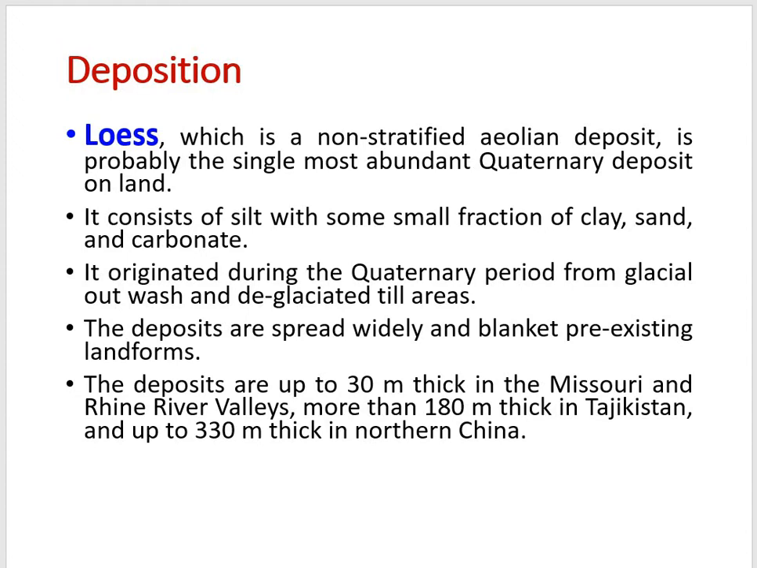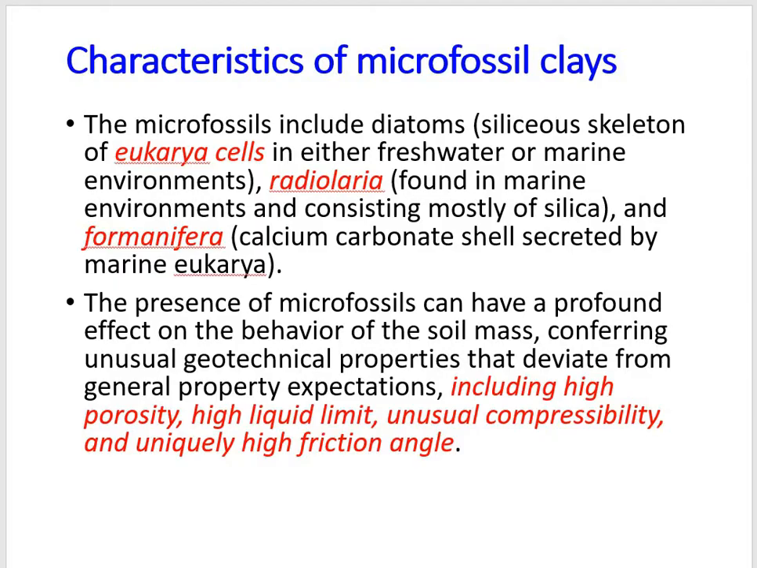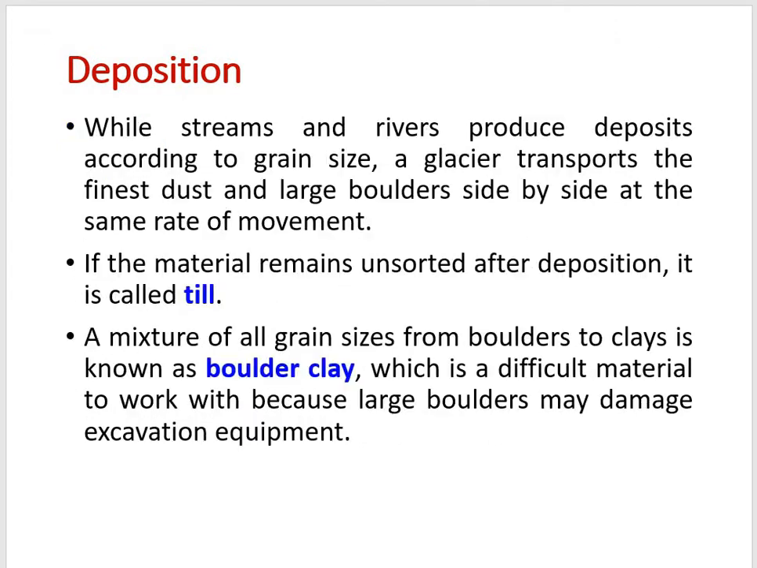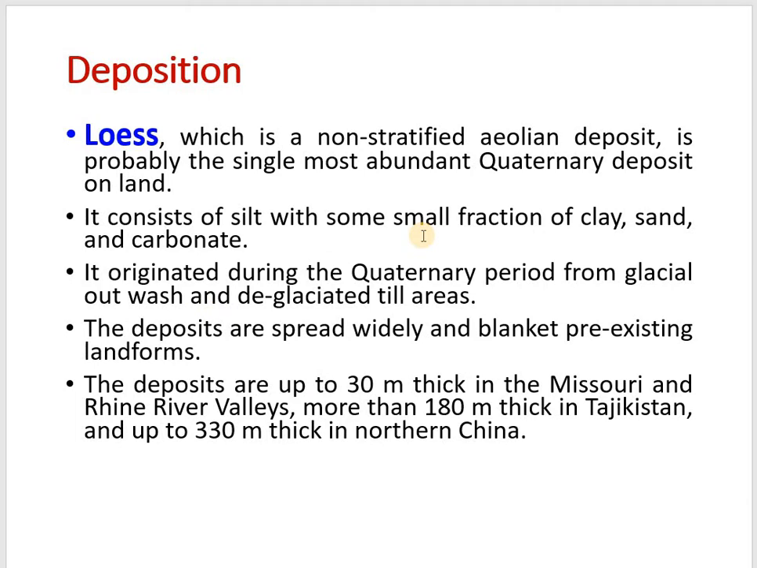Another type of deposited soil. Already we have seen two biological and chemical sediments, such as the microfossil clays and also the calcium carbonate sediments. And then we have seen till and boulder clay. Now we come across another non-stratified aeolian deposit, which is called loess. It is also a depositional form of soil, and it is non-stratified.